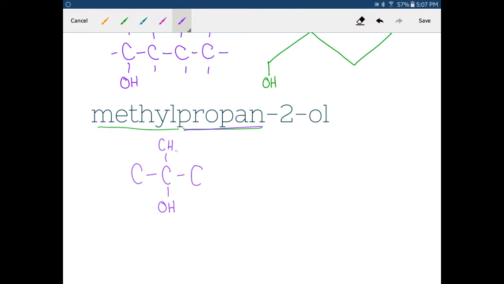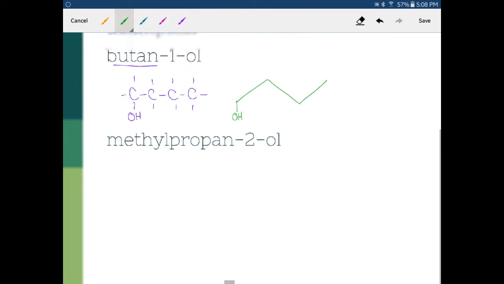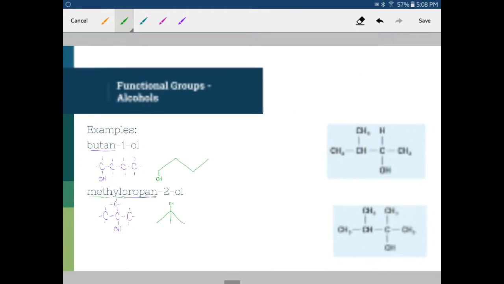Otherwise, it would be a 4-carbon chain instead of a 3-carbon chain. So I see that I have methyl propan-2-ol. And if I was to draw a line diagram for this, again, I have prop 1, 2, 3. Sort of looks like the top of an arrow. And I have my OH group coming off my center, as well as a methyl group coming off my center. That's how I would go about drawing those two.